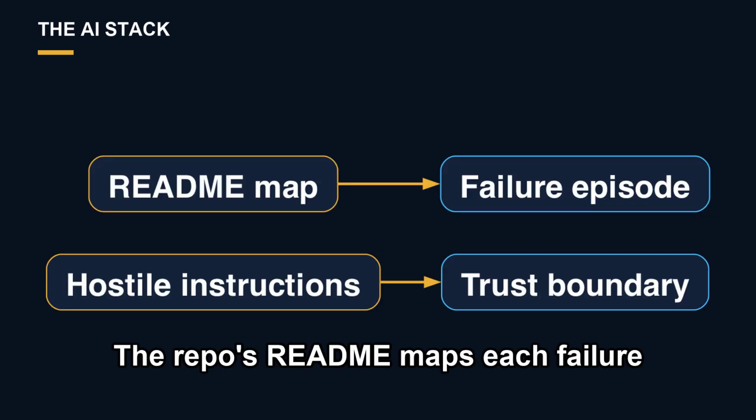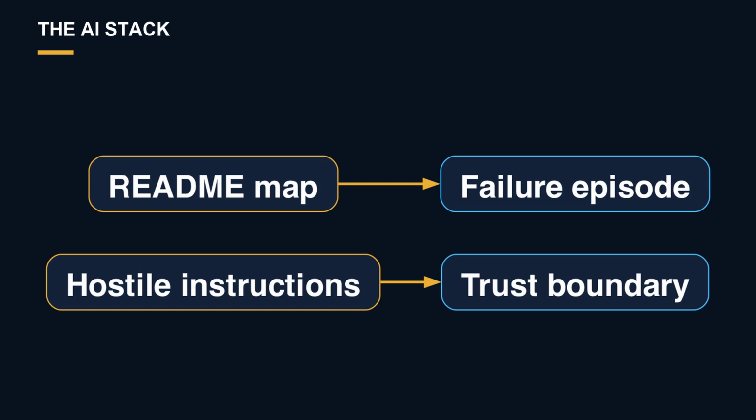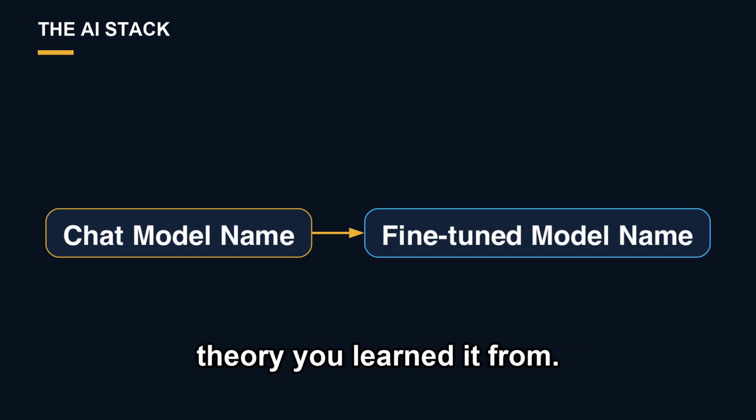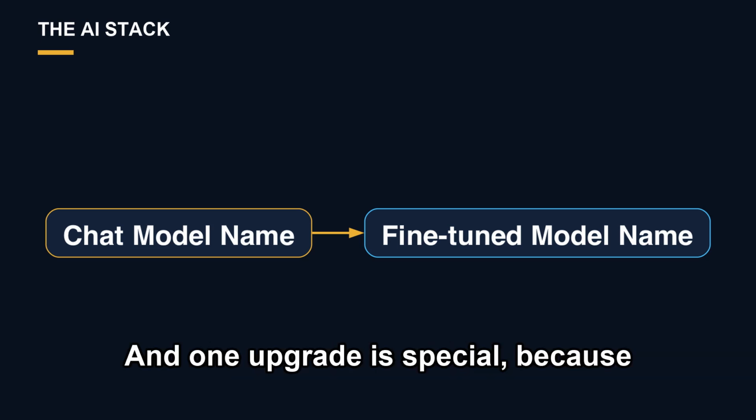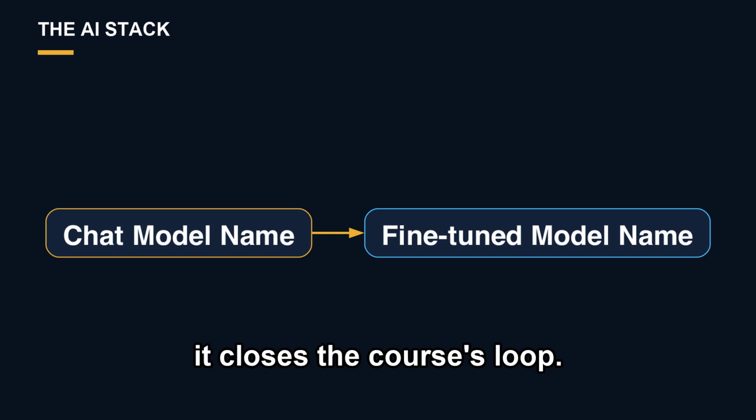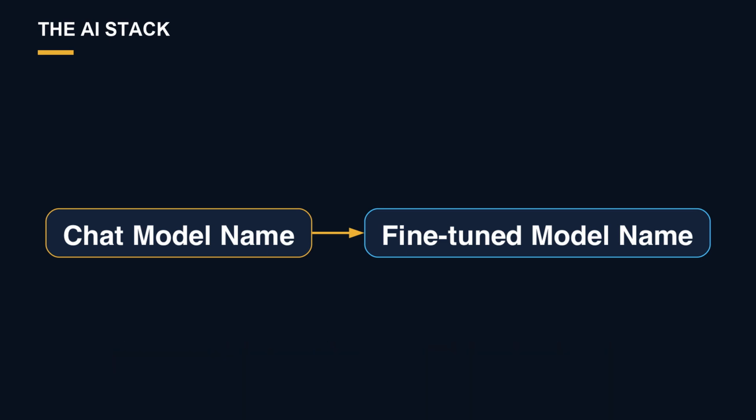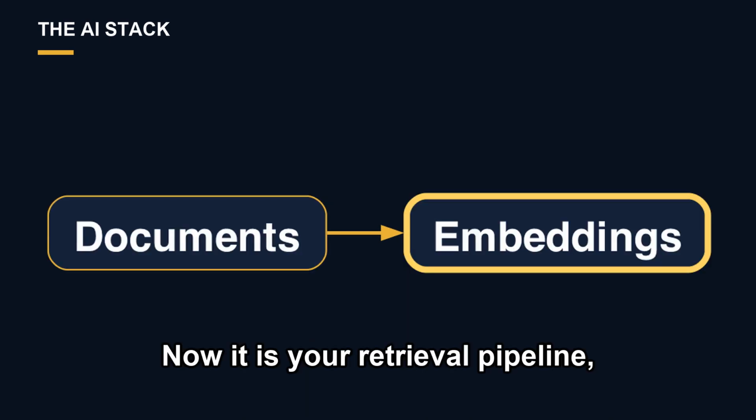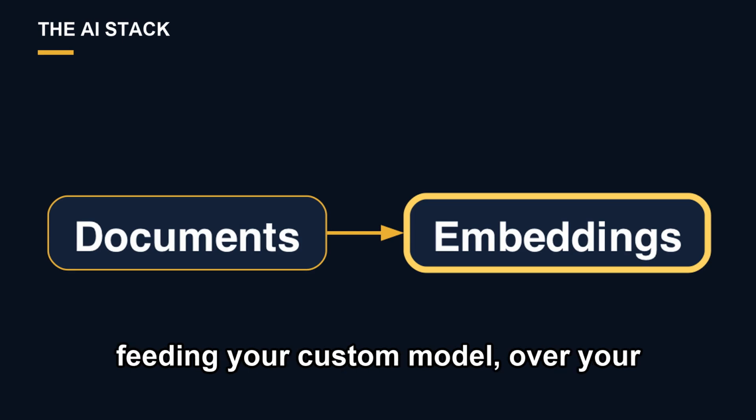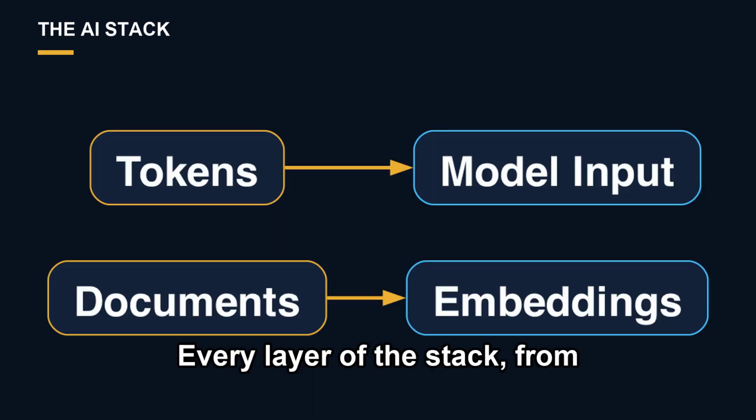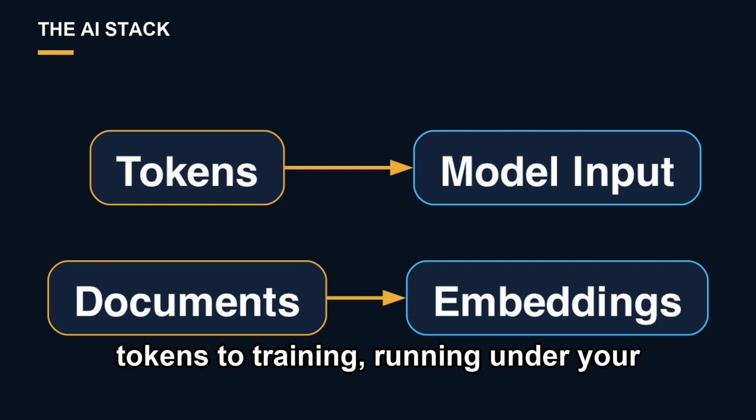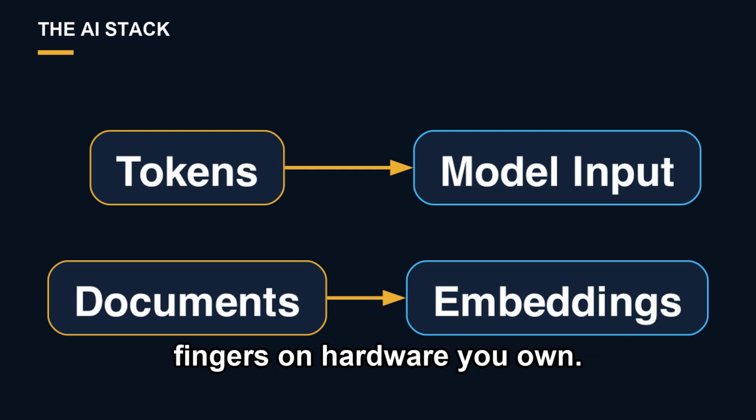The repo's README maps each failure to its episode. That map is the curriculum in reverse. You now debug with the same theory you learned it from. And one upgrade is special because it closes the course's loop. Swap the chat model's name for the model you fine-tuned last episode. One string. Now it is your retrieval pipeline, feeding your custom model over your documents. Every layer of the stack, from tokens to training, running under your fingers on hardware you own.